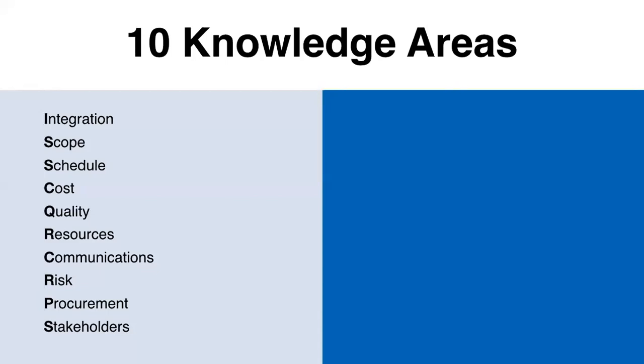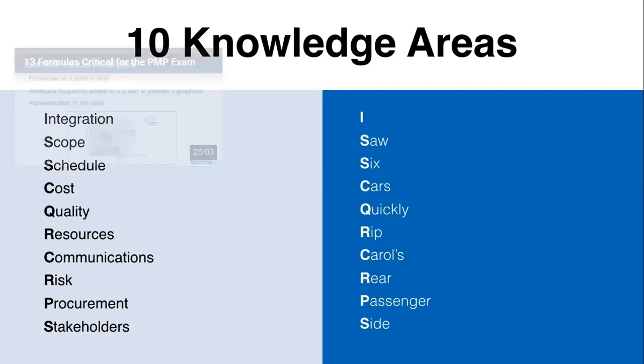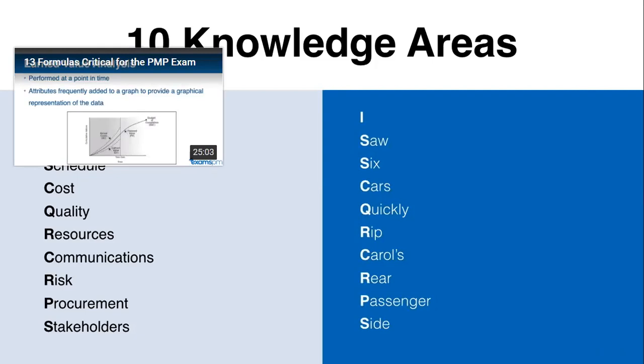A quick phrase that's going to help you memorize this is, "I saw 6 cars quickly rip Carol's rear passenger side." The first letters of this phrase match the first letters of the 10 knowledge areas. So by memorizing this phrase, it's going to help you memorize the 10 knowledge areas faster.